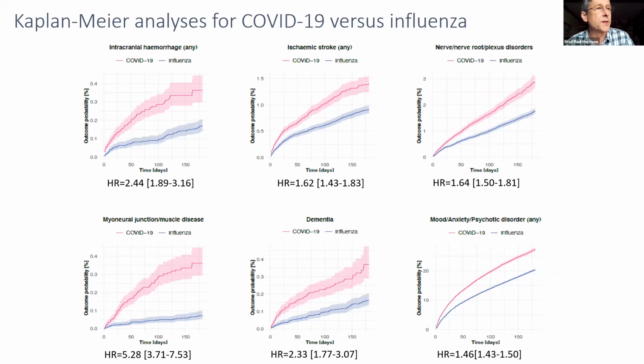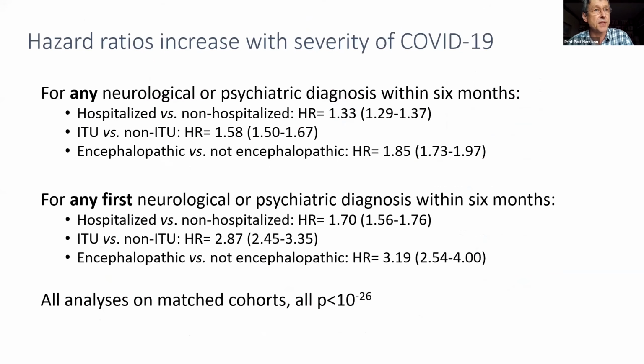And then finally, if we ask how the risk after COVID is affected by the severity of the illness, just like the incidence ratios, the hazard ratios increase with the severity of COVID-19. So your risk of getting these outcomes is greater the iller you were. It's not just that the incidence goes up, the relative risks associated with COVID go up as well.